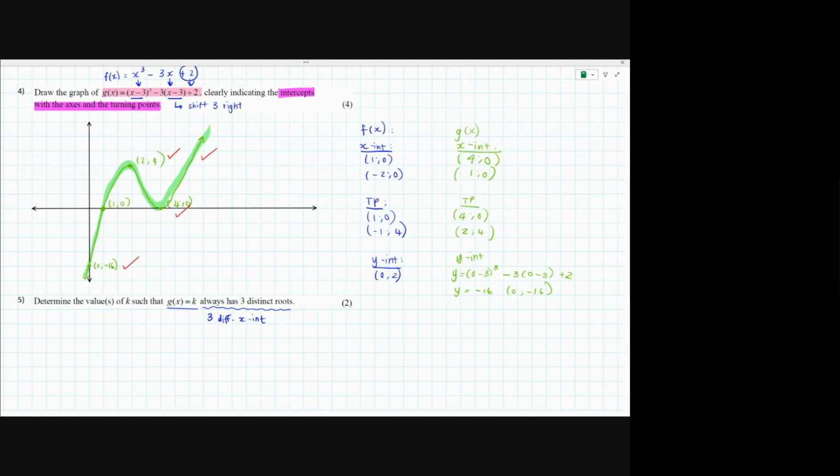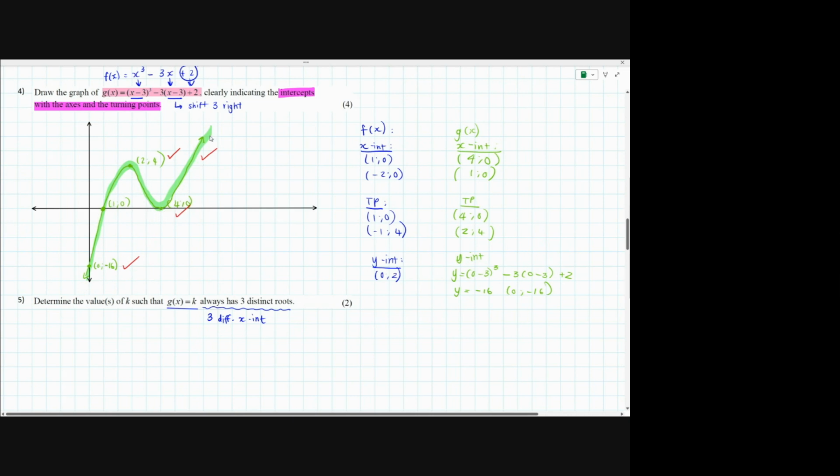And then we're going to go from there. Okay, so there's my graph. For me to have 3 distinct roots, do you agree I would definitely, okay, let's start with. At this current moment in time, it only has 2 distinct roots. It's got 2 x-intercepts, one at (1, 0) and one at (4, 0).